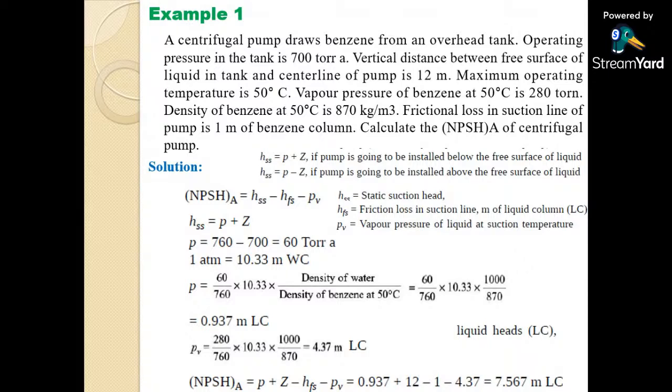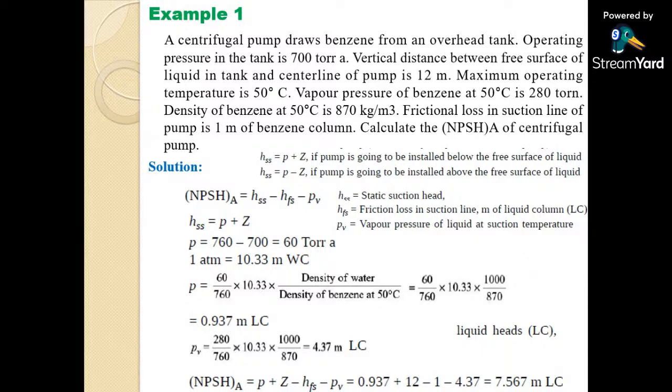So free surface of the liquid, and this is the center line of the pump. This distance, that is the vertical distance between the pump and the surface of the liquid from the tank, is equal to 12 meter. So the value of Z is already provided. So you always have to remember that Z is the vertical distance. Either it may be from the suction line or it may be from the discharge line. So this is your suction line.